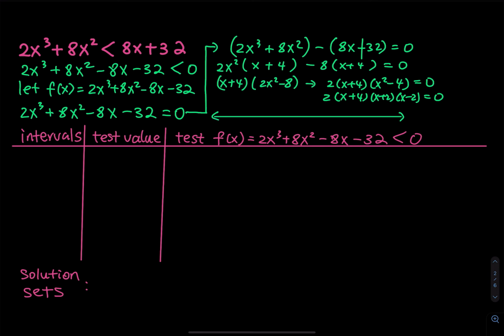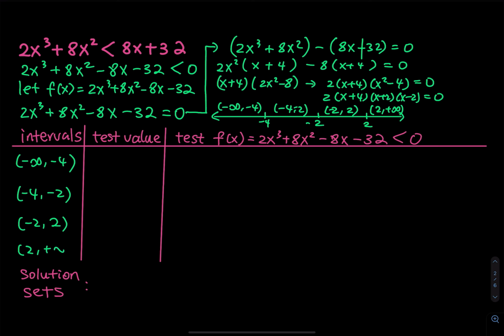So we have our interval, and then we have a negative 4, a negative 2, and a positive 2. So that divides the number line into 4 intervals. The first one is negative infinity to negative 4, then from negative 4 to negative 2, from negative 2 to positive 2, and then from positive 2 to positive infinity. So we have 4 test intervals. Let's write this down. Negative infinity to negative 4, then from negative 4 to negative 2, from negative 2 to positive 2, and then from positive 2 to positive infinity.